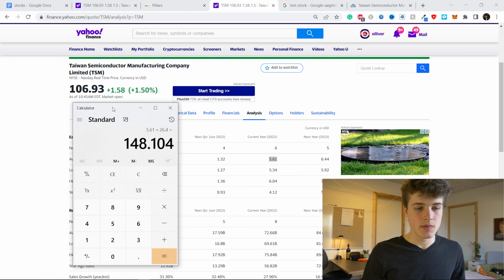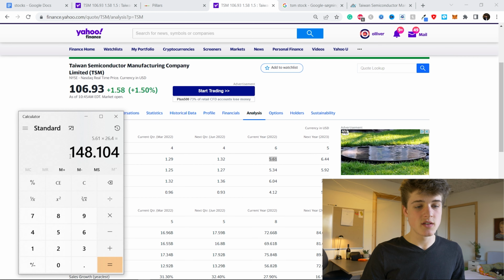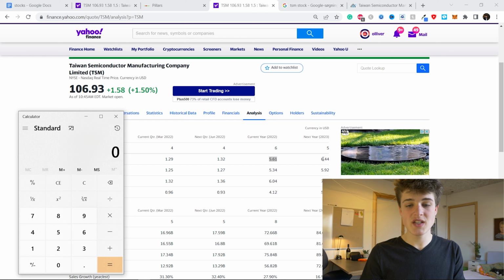So you can see that is the price we will be looking at, $148. Right now it's at 100. Let's see for next year.